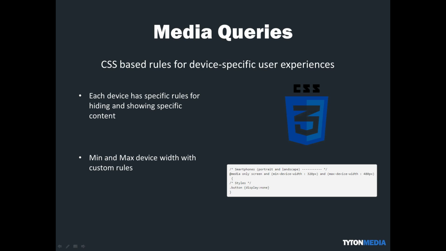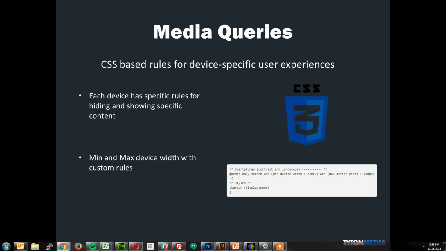So the next piece, and possibly the most important, are media queries. These are CSS-based rules for device-specific user experiences. So CSS media queries are somewhat new with the whole responsive website thing. They give you device-specific rules for showing, hiding, or moving content that allows for a better user experience for each specific device. Because each device and browser renders websites differently, it's important to have specific instructions for each device and how it should show or hide your website.